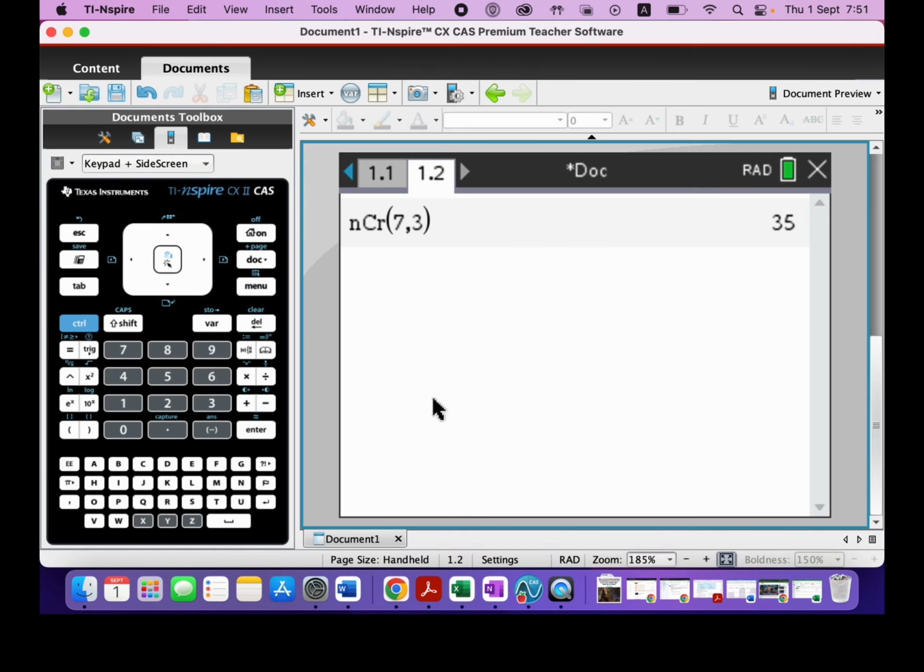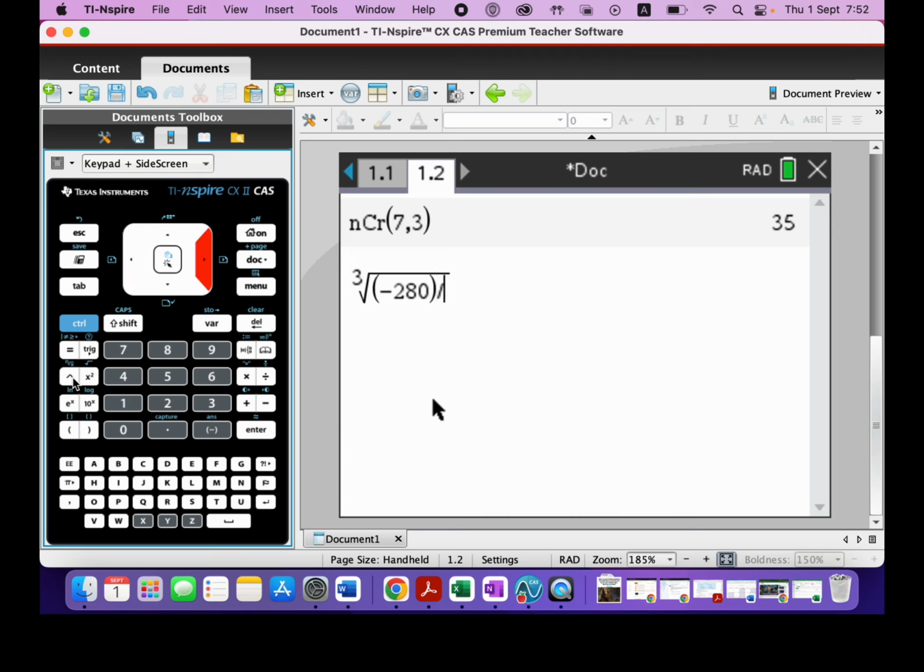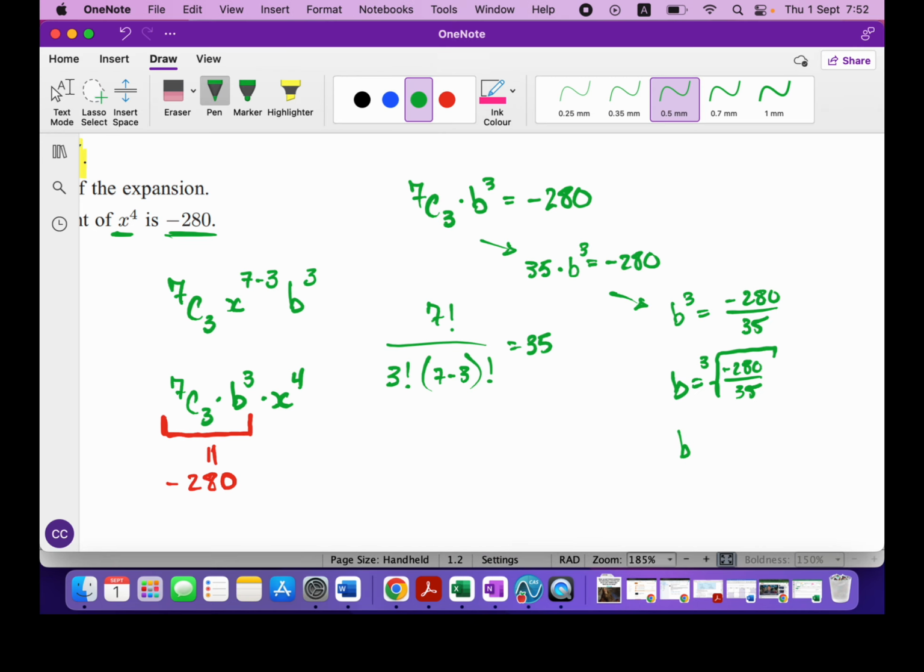So now, back to my calculator. I'm going to take the cube root of negative 280 divided by 35, making sure the negative is in there. Notice that I have the whole thing under my radical here. It's really important. If you put it out here, you won't take the cube root of 35 as well. But when I press enter, I get negative 2. So that tells me that b has got to be negative 2, and that is my solution.